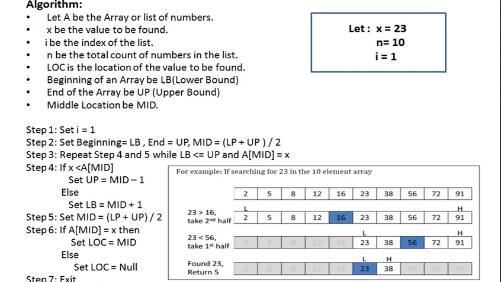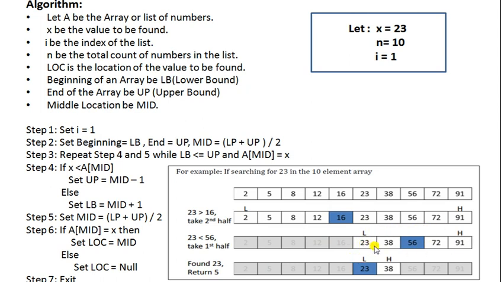The comparison is done between 16 with 23. Here we check if 23 is less than 16. So no. So the lower bound is shifted to mid plus 1 as 23 is greater than 16. So the second half will be considered and the first half will be ignored. As we can see in the picture, the first half is taken out, the second half is considered now.